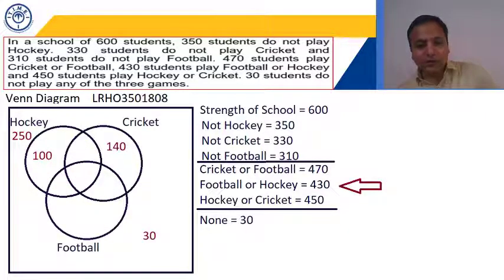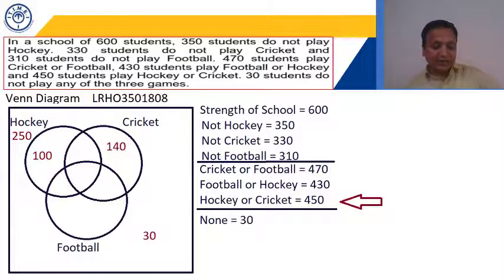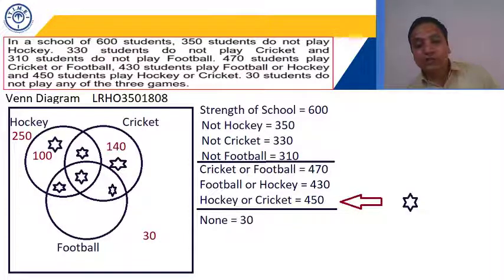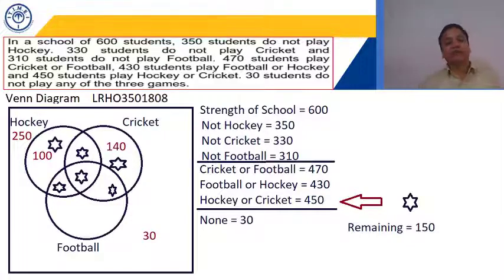Then similarly look at hockey or cricket. Hockey or cricket is 450. Now which region shows hockey or cricket? These 6 regions shown in the diagram are hockey or cricket. So except these, how many are left? Remaining are 600 minus 450, which is 150.